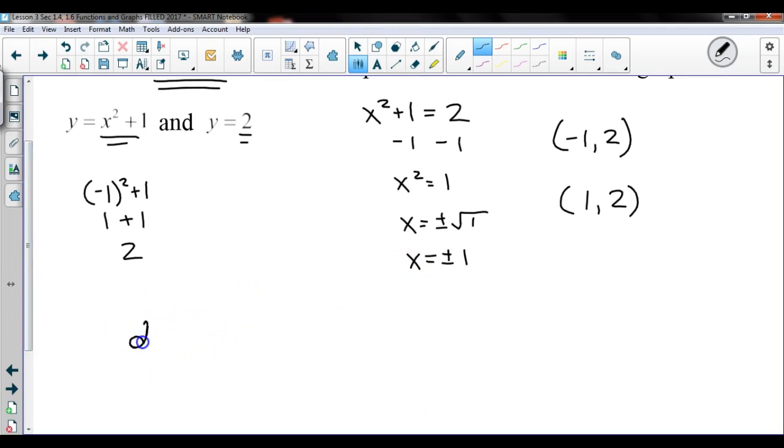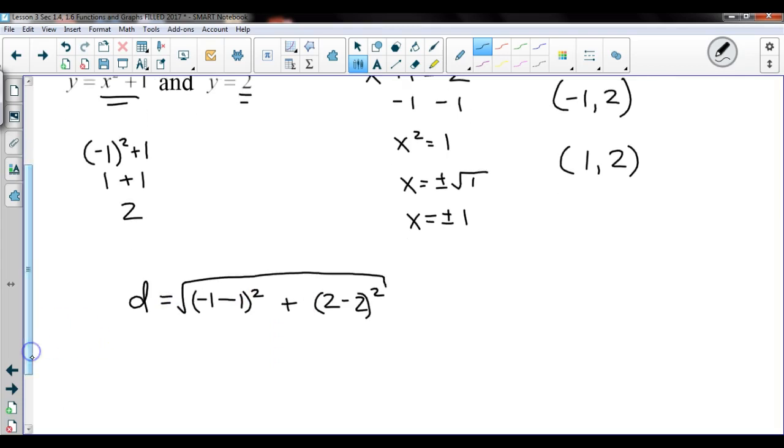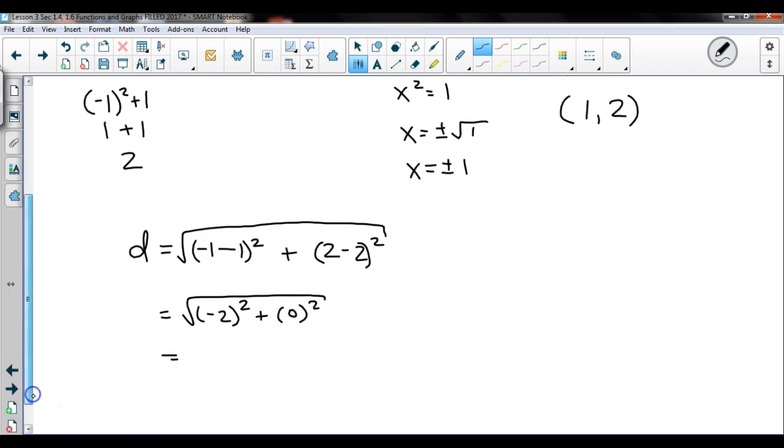All right, so now we're going to find the distance. d equals, do your distance formula. Subtract the x's, so negative 1 minus 1. Subtract the y's, 2 minus 2. Then you square them, then you add them, and last step, you square root. So negative 1 minus 1 is negative 2, squared, plus 0 squared, square root. Negative 2 squared is 4, so we get the square root of 4, which is 2. So the distance between the points of intersection is 2.